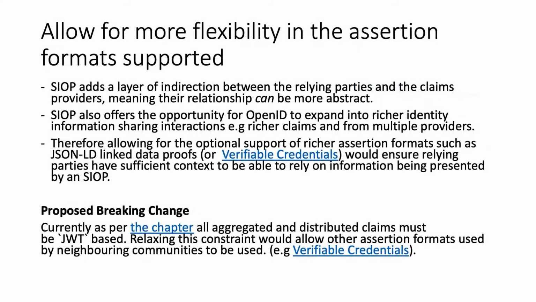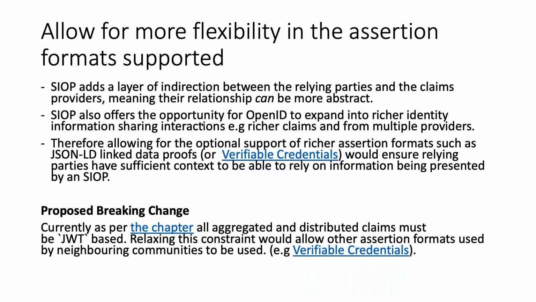Another point I'd like to raise, which is also captured in the laundry list, is because SIOP adds a layer of indirection between the relying parties and the claims providers, the relationship becomes more abstract. There's a layer of indirection between who asserted some claims about a user and who's relying upon them. And SIOP also offers the opportunity, because it alleviates things like NASCAR, for OpenID to move into richer identity information sharing from multiple origins that relying parties then rely on.